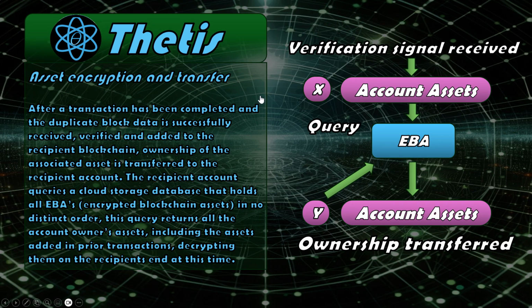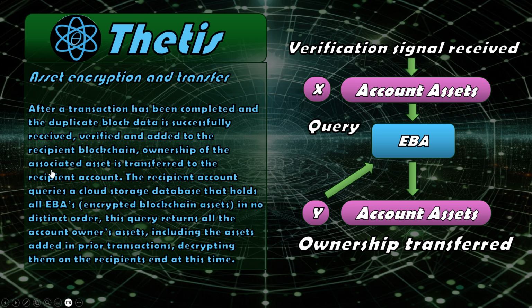So lastly, let's go into asset encryption and transfer, which the EBA plays into. That's why I had to demonstrate it here. After a transaction has been completed and the duplicate block data is successfully received, verified, and added to the recipient blockchain, ownership of the associated asset is transferred to the recipient account.